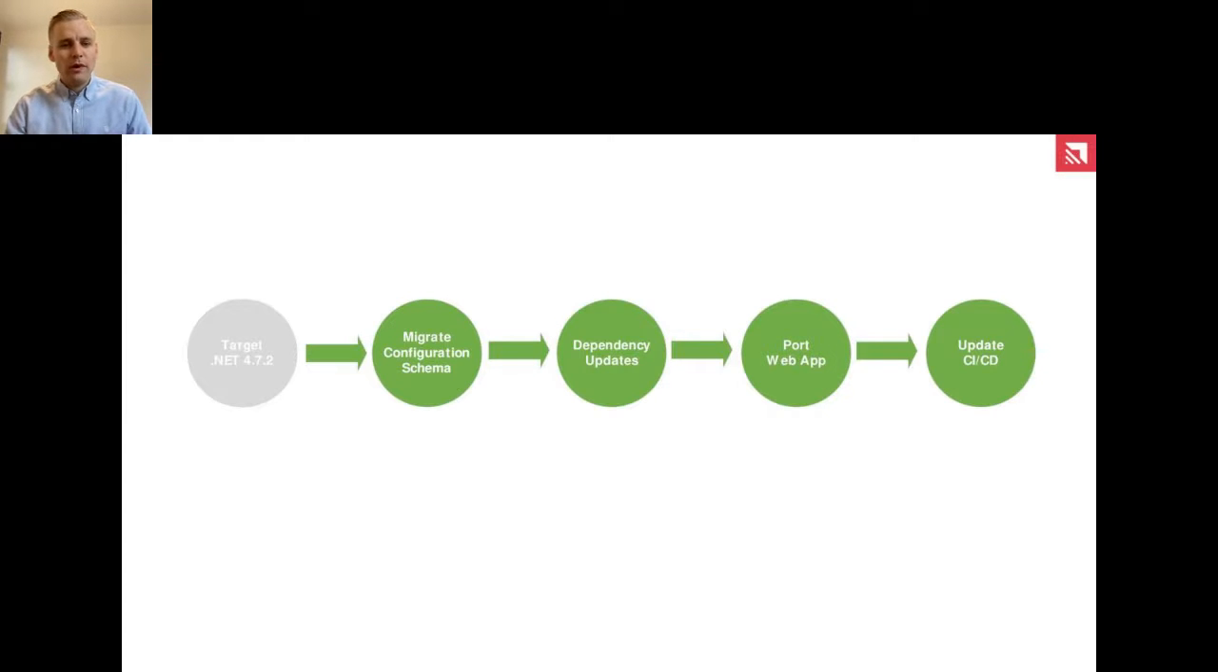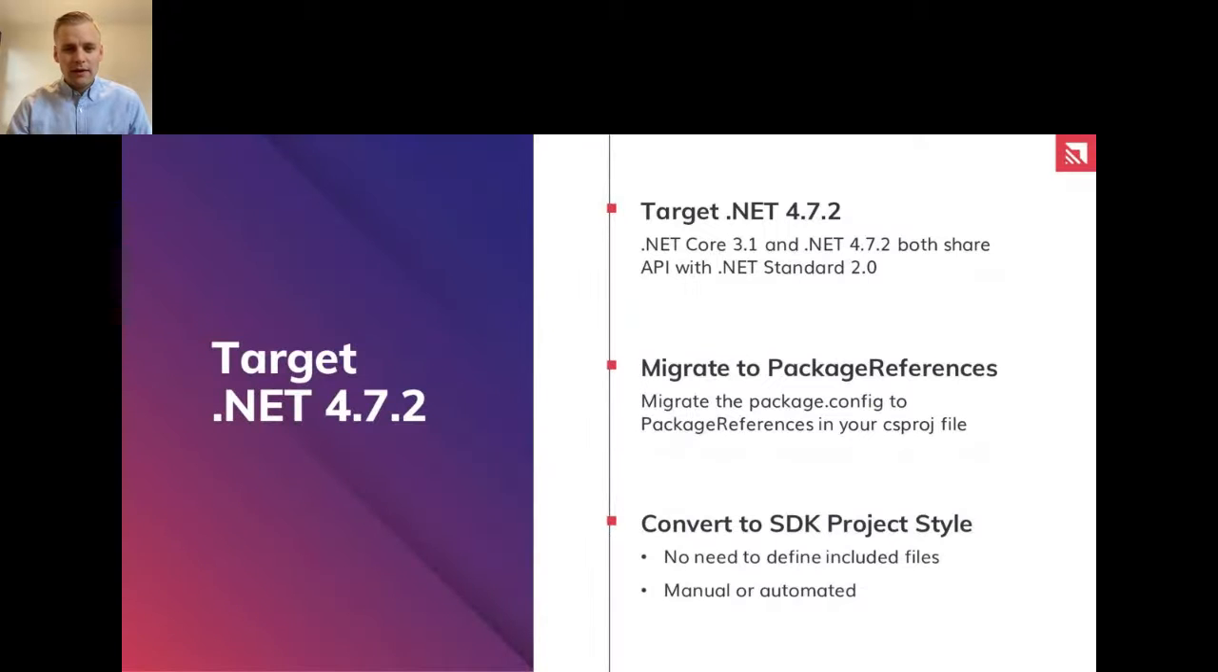So let's start talking about going to .NET 4.7.2. Why do you want to do that? Well, for us, we were on .NET 4.6.1, I think, or something like that. So the first thing we wanted to do was go to .NET 4.7.2. The reason is that .NET 4.7.2 and .NET Core 3.1 both share the .NET Standard 2.0 API, which means they are the closest together of the framework version and the .NET Core version in terms of common API functionality.